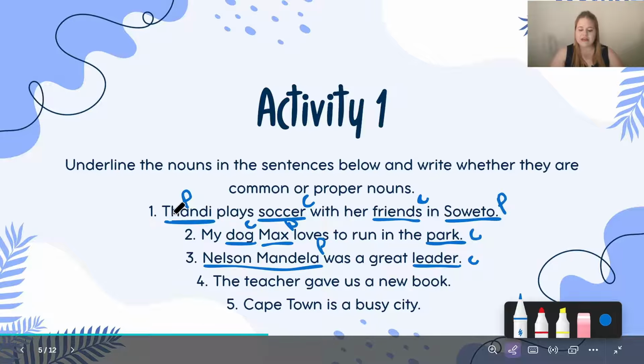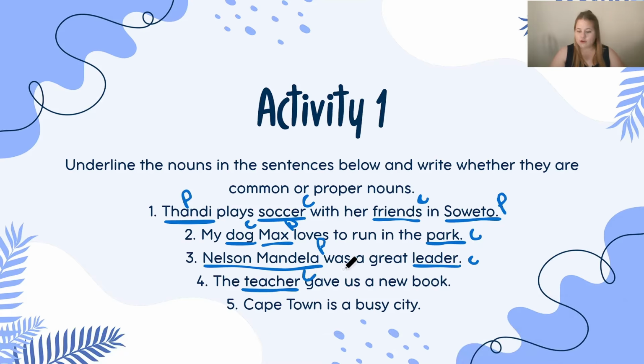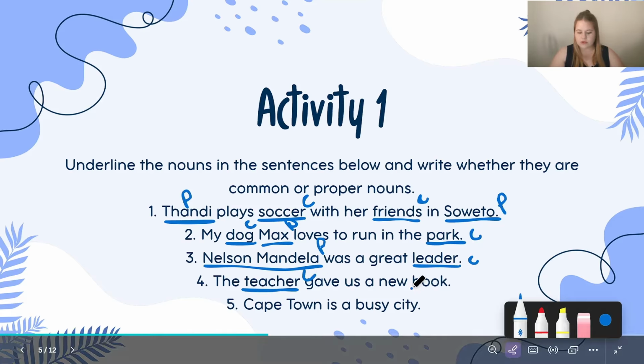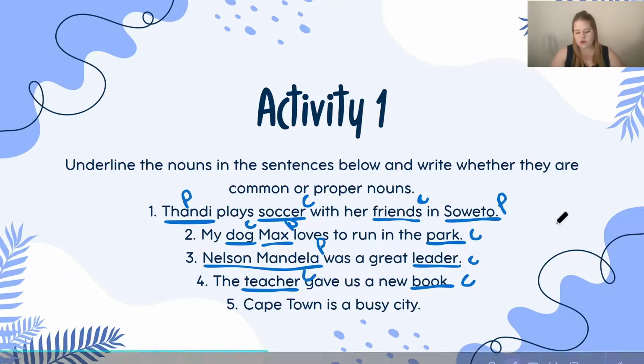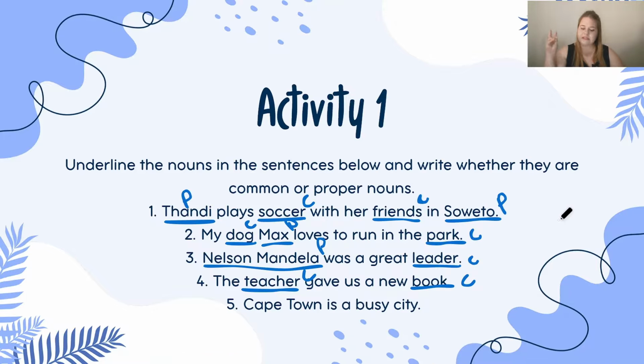The teacher gave us a new book. The teacher, like we've mentioned, is a common noun. Have we given a name for her? No, not in this example. And a book is going to be also our common noun. Do you see that sentence has two common nouns? Because we didn't give a name for the teacher, but we also didn't name the book.